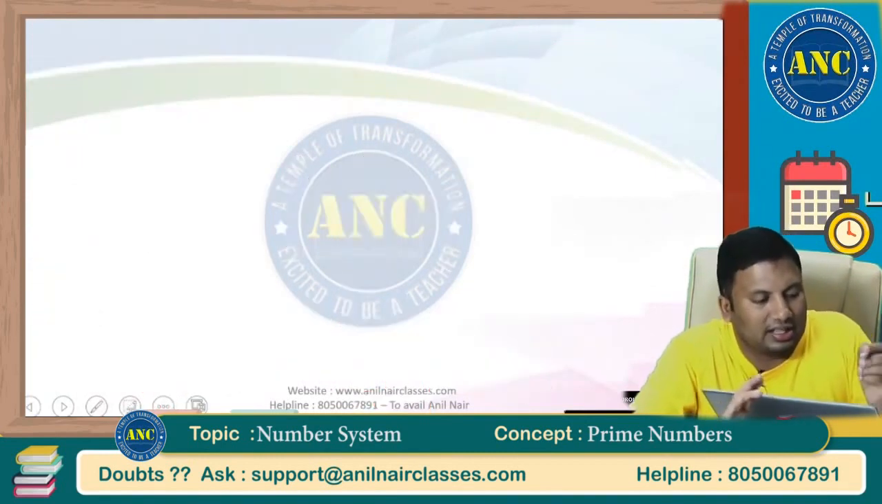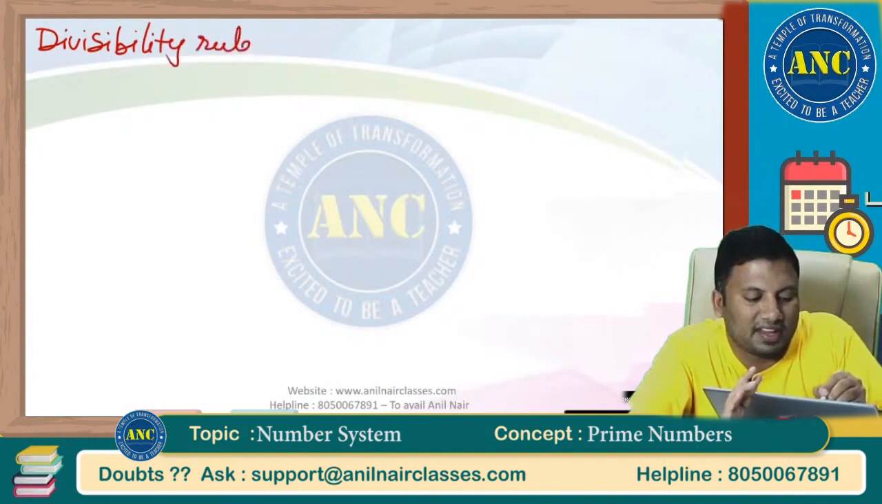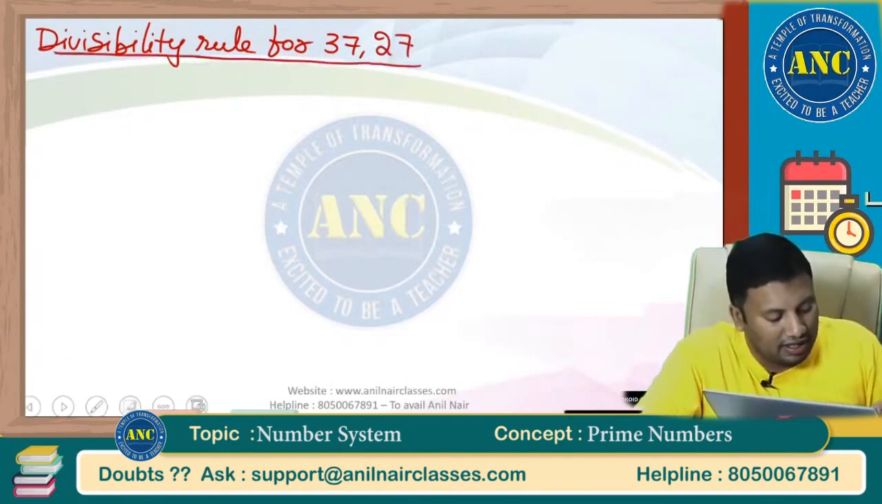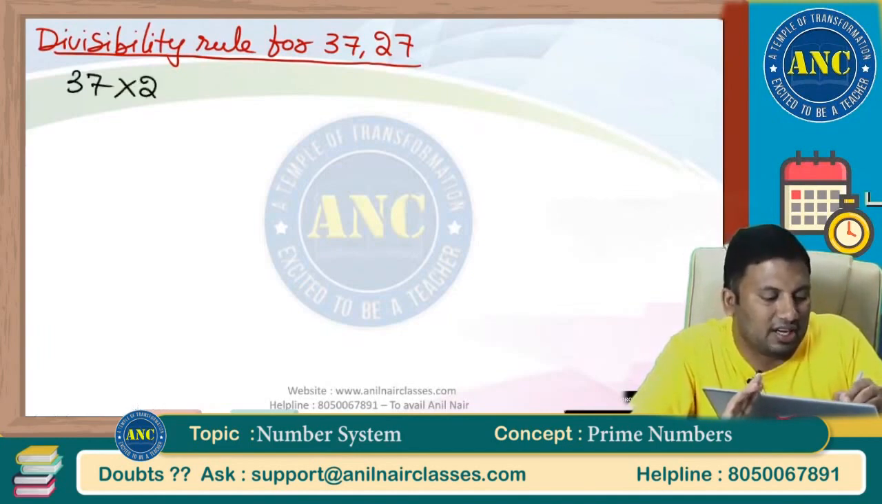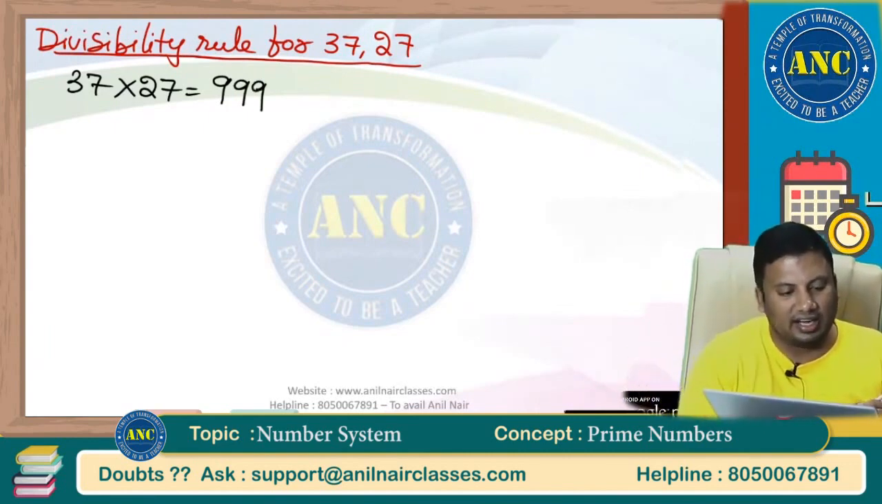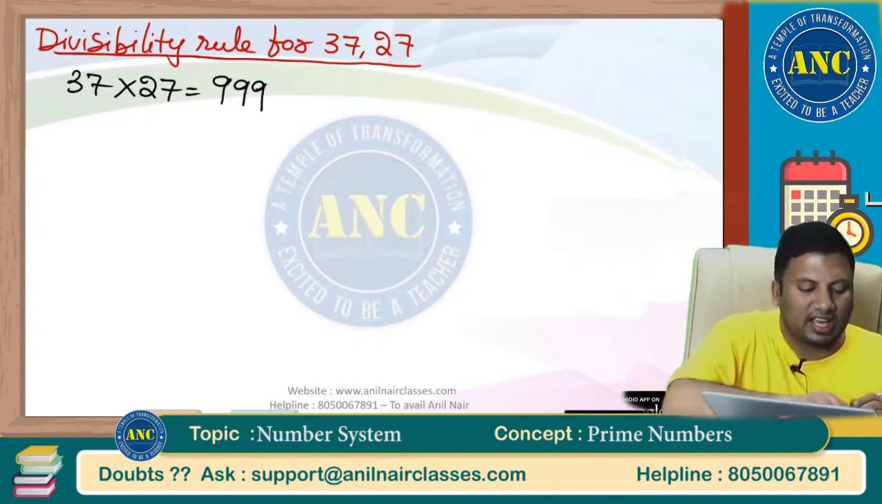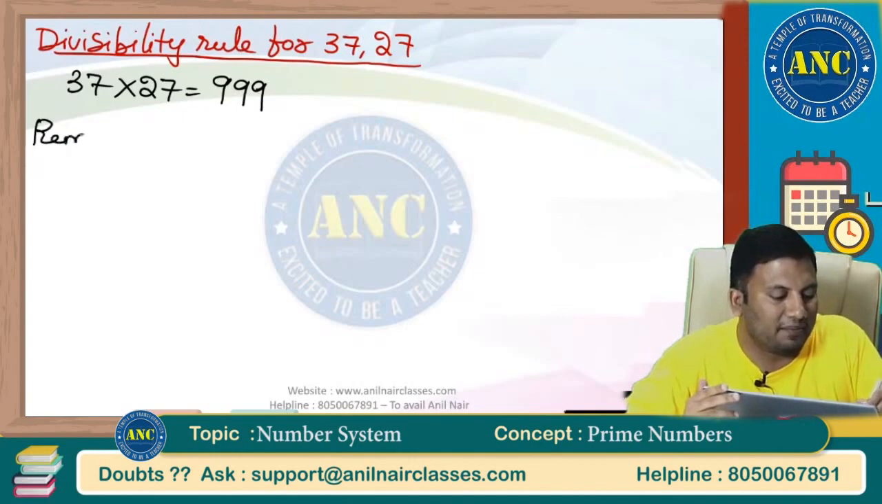Next one. Another divisibility rule: divisibility rule for 37 and 27. 37 into 27 is nothing but 999. Let us first understand what is happening with respect to the power of 10. Then the process will be very easy.